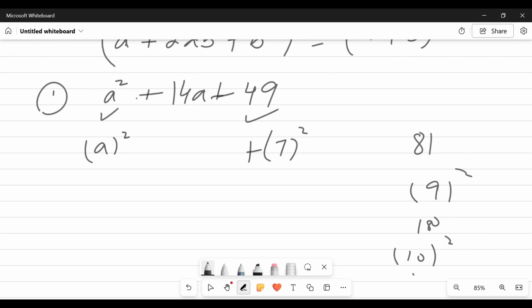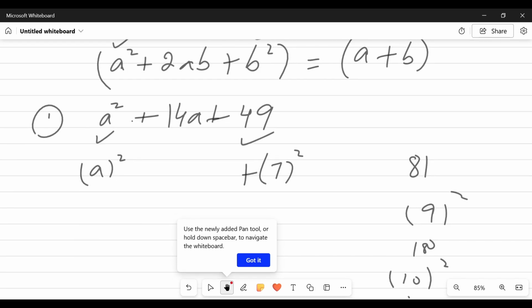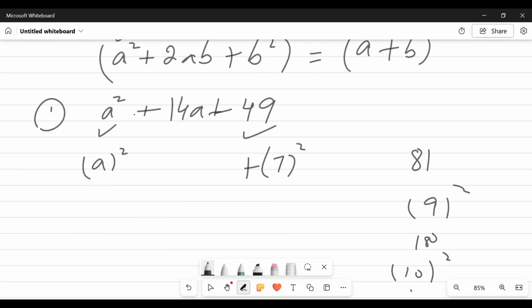So now plus 14a. What is the formula? The formula says a square plus 2ab plus b square. So we have done a square, meaning a to the whole square, b to the whole square. Now plus sign, the formula says 2, so write down 2, and then a and b. Make two brackets. What is a here? This is a. And what is b here?